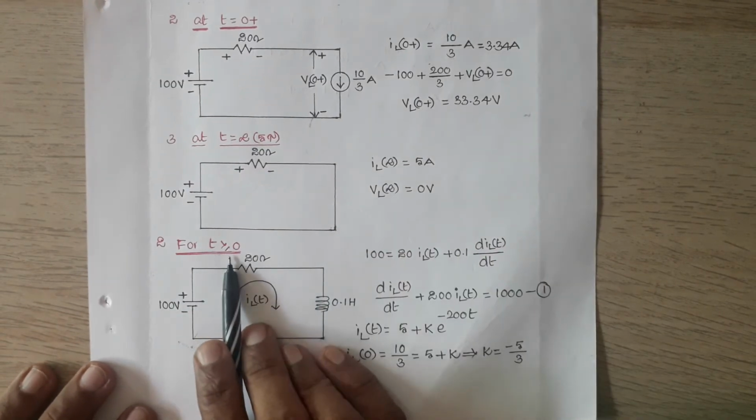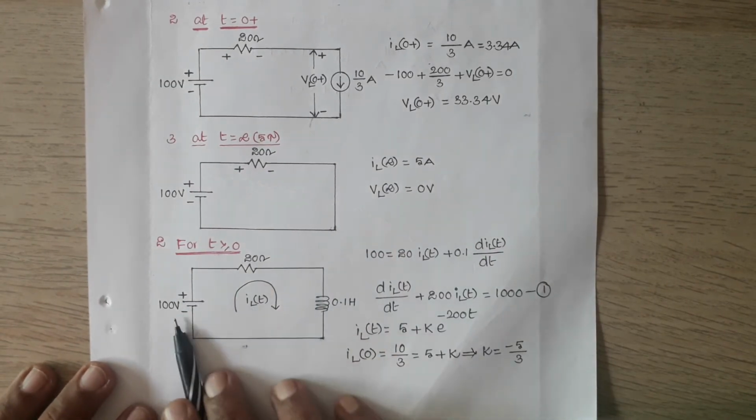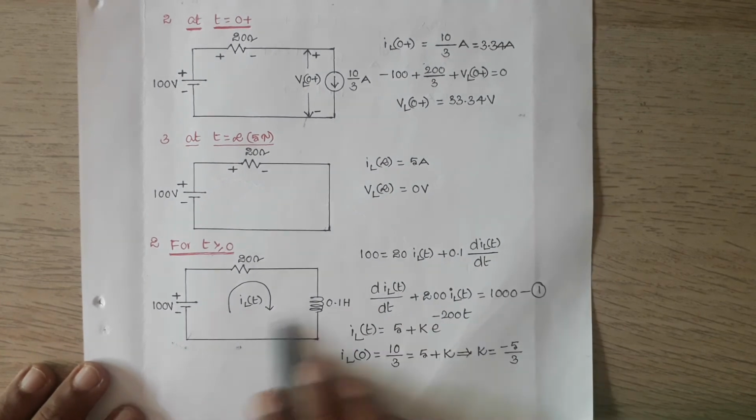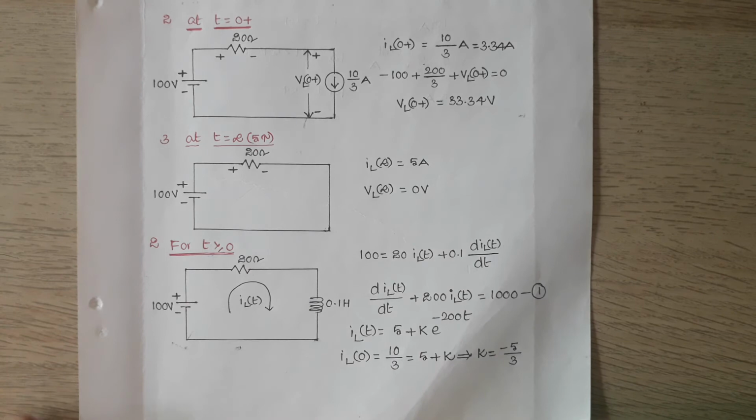So for t greater than or equal to 0, this is the circuit: 100 volts, 20 ohms, 0.1 Henry, IL of t. Write KVL for this loop: 100 equal to 20 IL of t plus 0.1 d IL of t by dt. Divide the entire equation by 0.1 to get the standard form: d IL of t by dt plus 200 IL of t equal to 1000. Take that as equation 1.